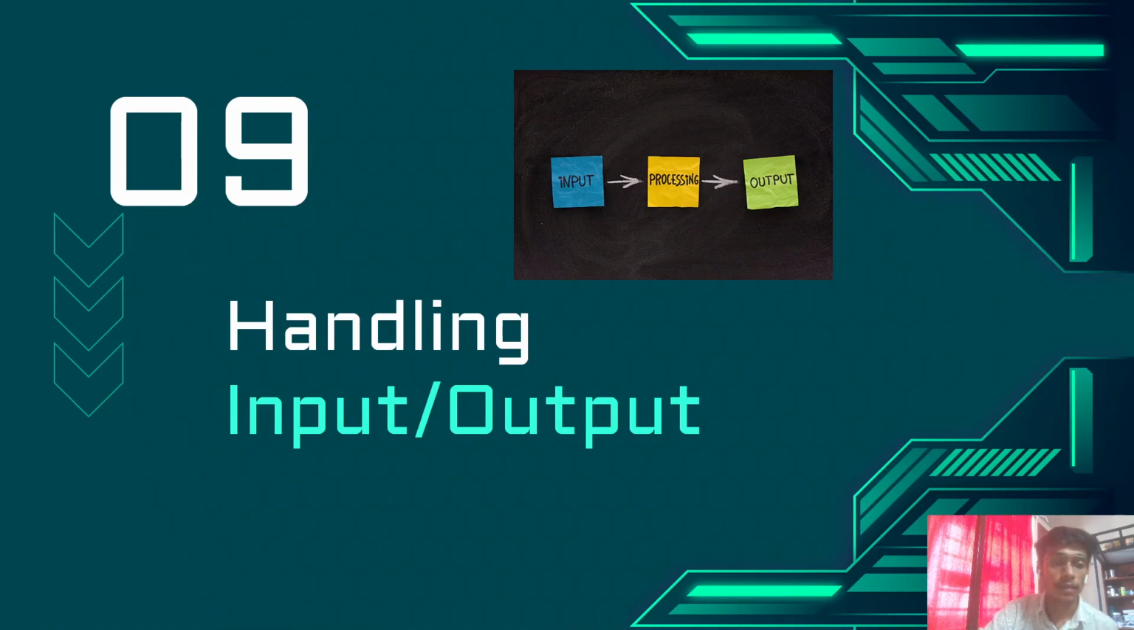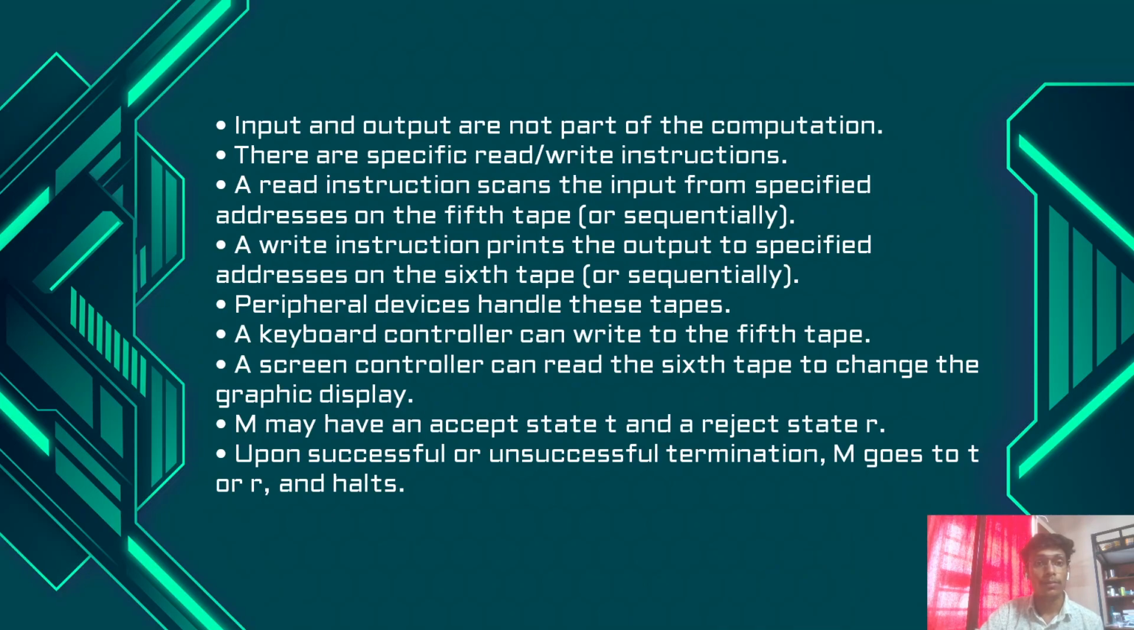So this is how we handle input and output. Input and output are not part of the computation, so there are specific read and write instructions instead. Input is like writing and output is like reading. The read instruction scans the input from a specified address on the fifth tape or sequentially. The write instruction prints the output to a specified address on the sixth tape or sequentially.